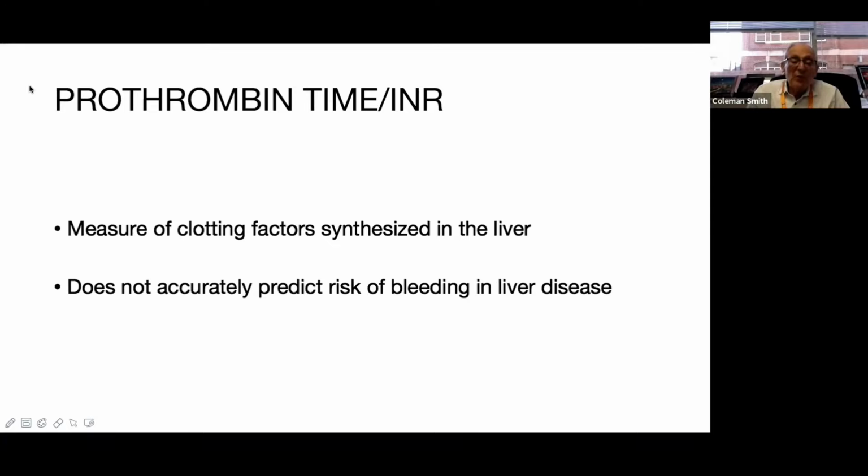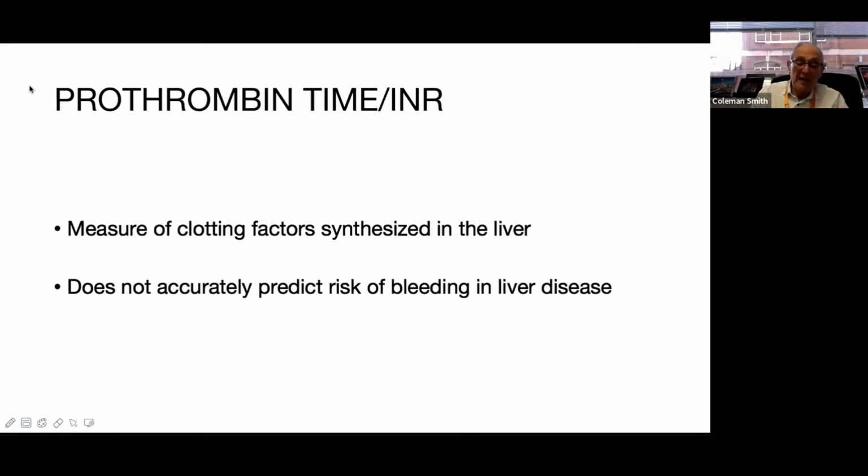One very important point about INR: it does not predict the risk of bleeding in liver disease. Coagulation and coagulation abnormalities in liver disease are a very complex subject. The reason being that the liver makes clotting factors, as is measured in the INR. It also makes anti-clotting factors, plasminogen and some of the other factors. It makes a whole range of clotting factors and anti-clotting factors. And so for that reason, there's a balance.